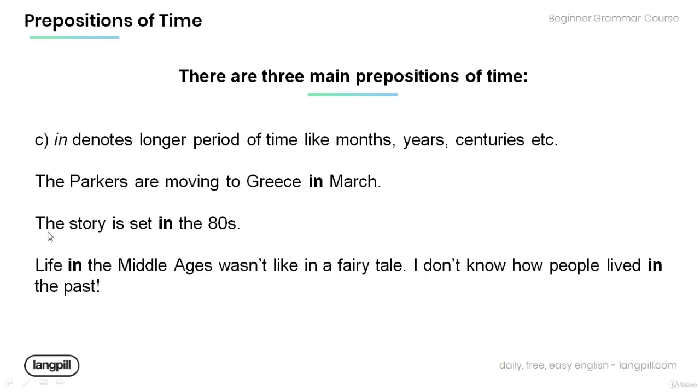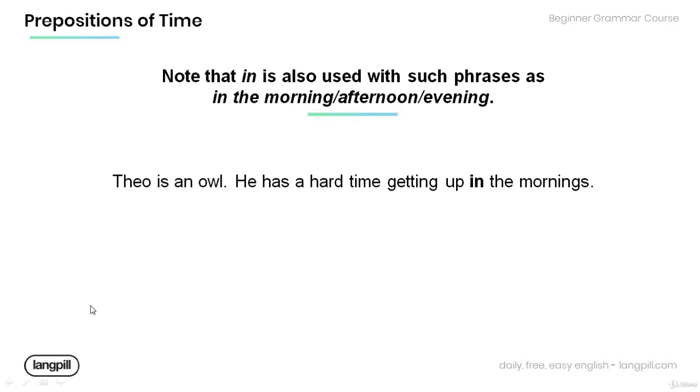And in the sentence, the story is set in the 80s. In is used to denote the century. Life in the Middle Ages wasn't like in a fairy tale. I don't know how people lived in the past. In these sentences, the prepositions of time in are used to denote longer period of time, the Middle Ages and the past.